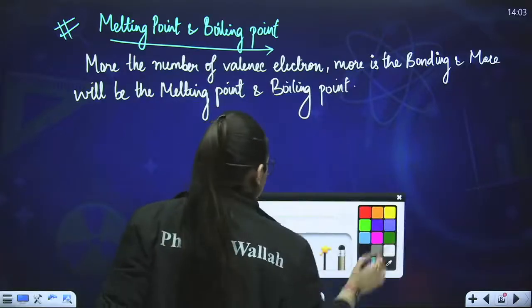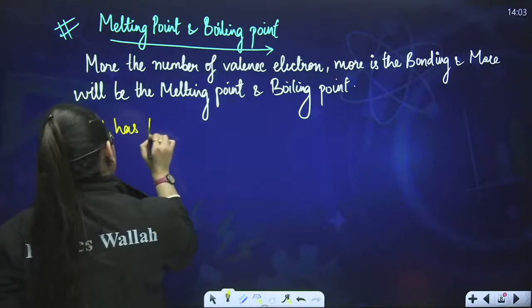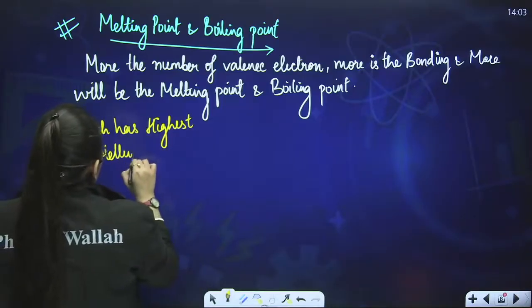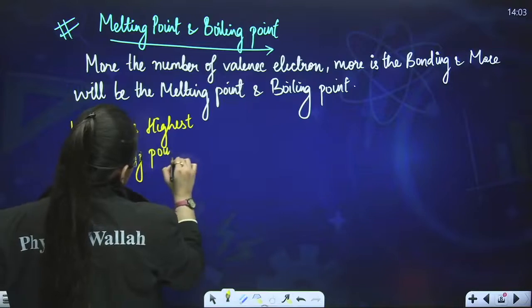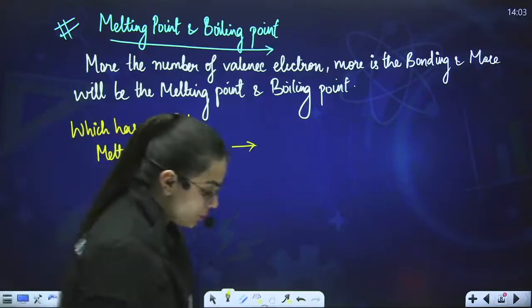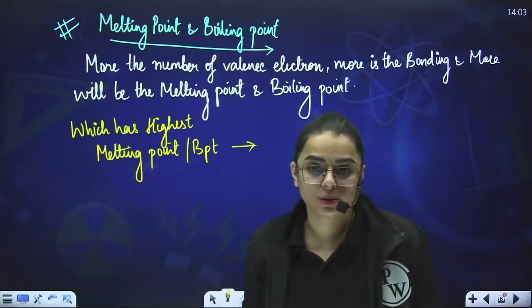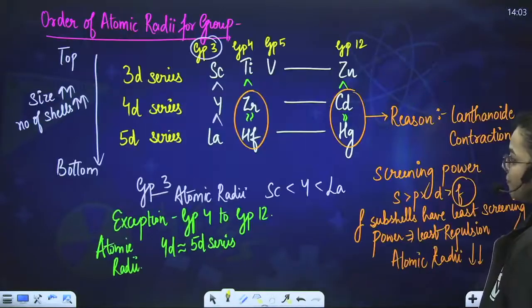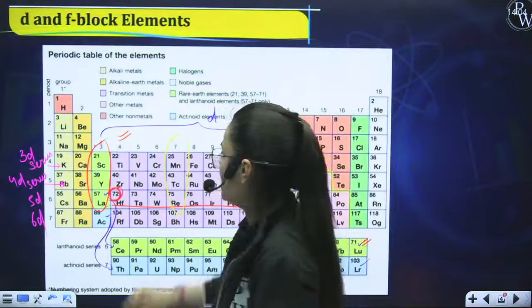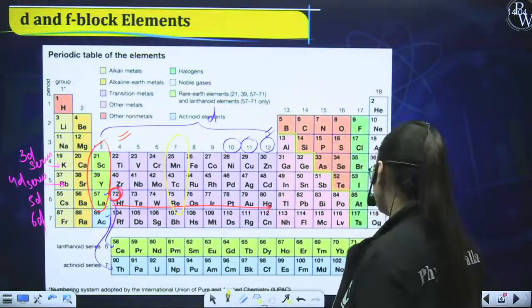So my question to you all is, which has highest melting point and boiling point? So many of the students will say that, ma'am, group number 5 can have... sorry, not group number 5, group number 7. Many of the students will say, ma'am, group number 7 will have the highest melting and boiling point, but it is not true, students.